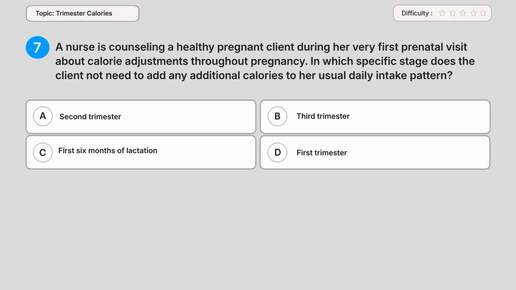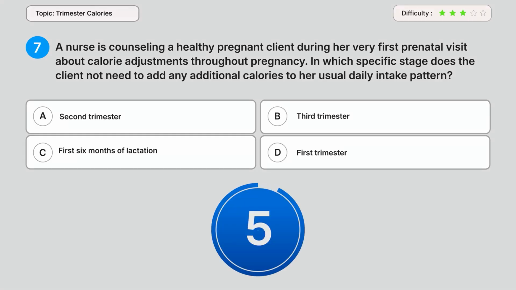7. A nurse is counselling a healthy pregnant client during her very first prenatal visit about calorie adjustments throughout pregnancy. In which specific stage does the client not need to add any additional calories to her usual daily intake pattern? A. Second trimester. B. Third trimester. C. First 6 months of lactation. D. First trimester. Can you guess the answer?